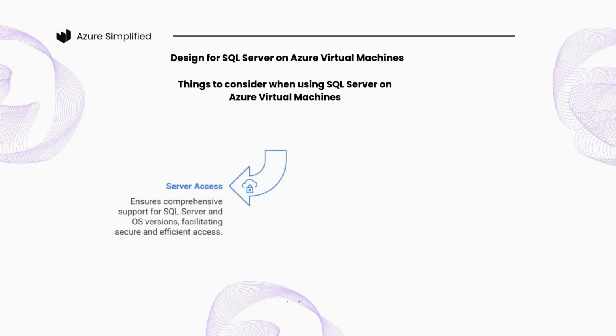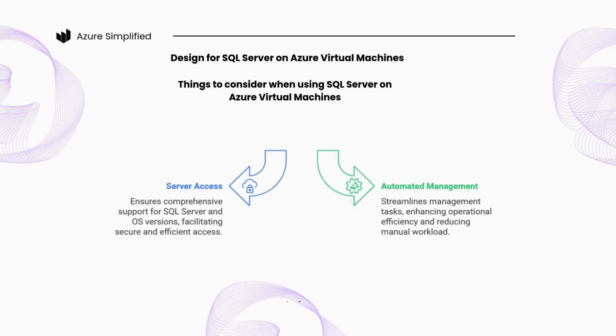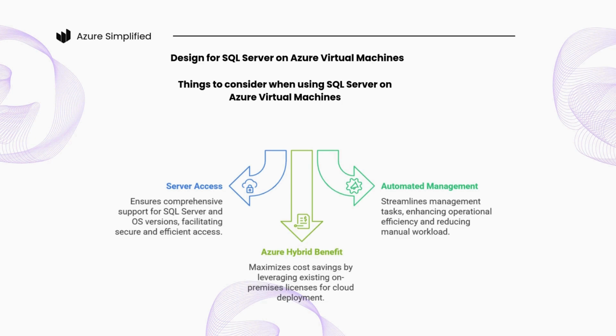Server access. Deploy SQL Server on VMs to retain full control over both the SQL Server instance and the operating system. Supports a wide range of SQL Server and OS versions. Automated management. Leverage SQL Server's built-in automation for backups, security patches, and performance tuning. Azure Hybrid Benefit. Save costs by using existing on-premises Windows Server and SQL Server licenses when moving to Azure. Conclusion. SQL Server on Azure VMs is ideal for businesses needing full SQL Server control, while leveraging automation and cost-saving options like the Azure Hybrid Benefit.